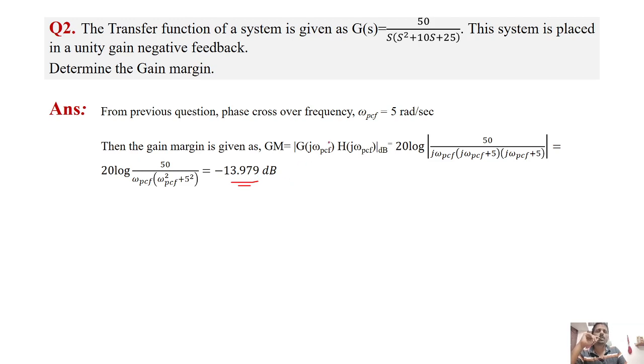So let me again brief it. We already got the phase crossover frequency. To find the gain margin, we'll just substitute the loop gain at omega equal to omega PCF, and just substitute that, and we'll get whatever in dB, that is the gain margin. Okay, so that is about the second question. So it's pretty much straightforward.